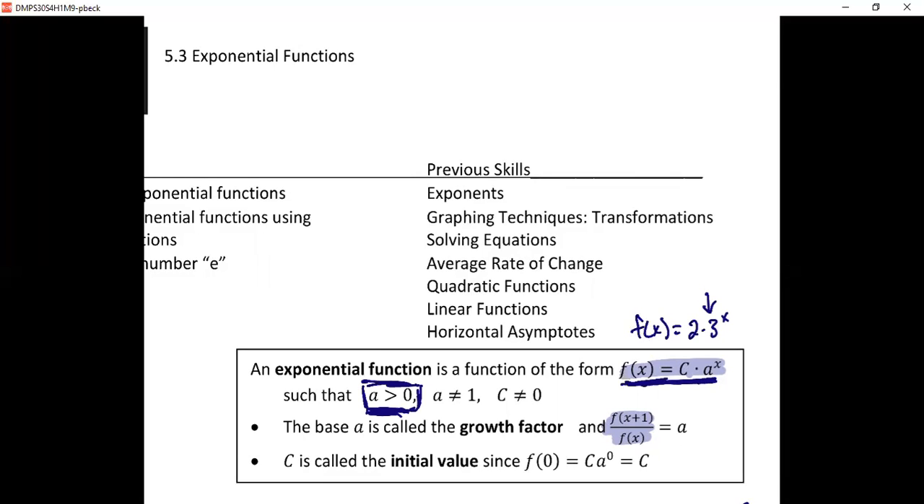That base a we call the growth factor, and that's the growth factor only if a is greater than 1. If a is less than 1, or between 0 and 1, that's what we call the decay factor. We'll get to those kinds of problems later.